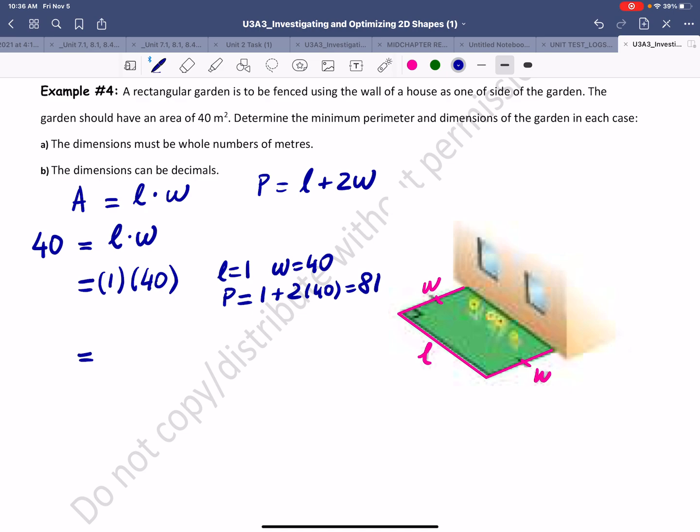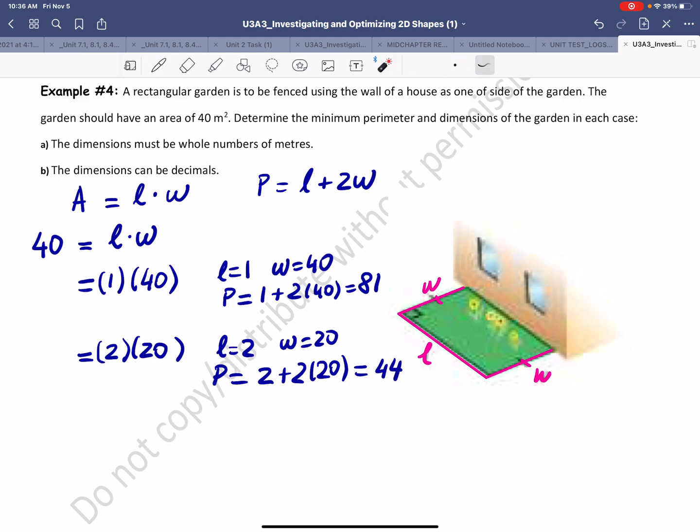Another possibility is length being 2 and width being 20, which means length of 2, width of 20 will give a perimeter of 2 plus double 20. And that will give a perimeter of 44. So obviously the perimeter of 44 is smaller than 81. So as you can see here, for a length of 2 meters and width 20, we have a smaller perimeter.